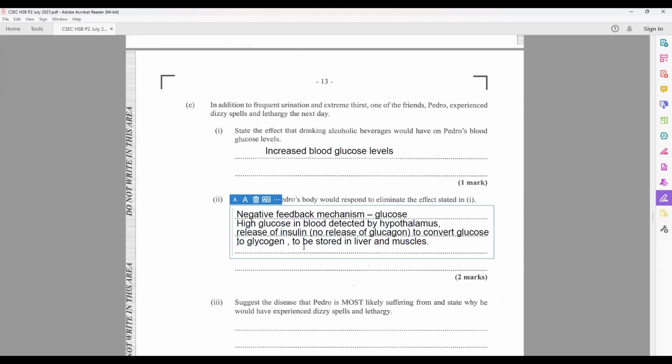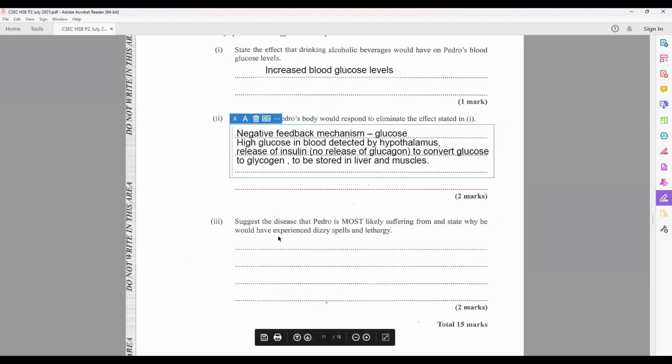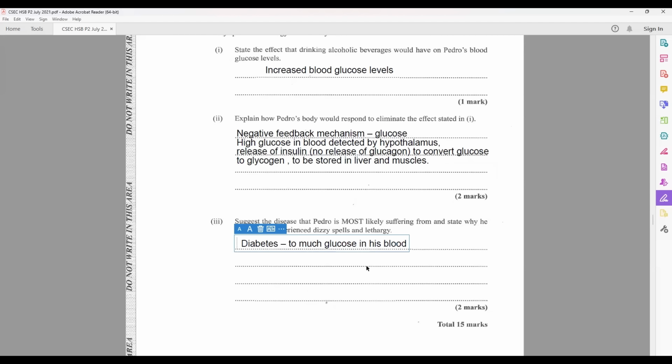This becomes problematic when insulin is not released, which leads us right into the next question: suggest the disease that Pedro is most likely suffering from and state why he would have experienced dizzy spells and lethargy. This means that something is wrong. Which disease results in uncontrolled glucose levels in the blood? You know that as diabetes, a very popular disease in the Caribbean.